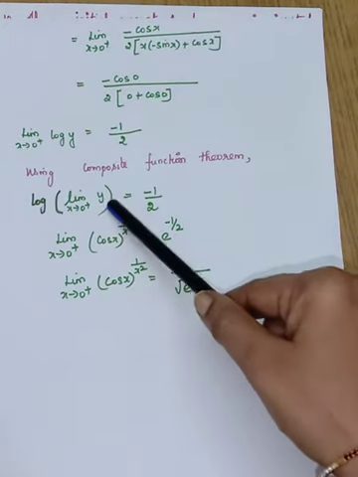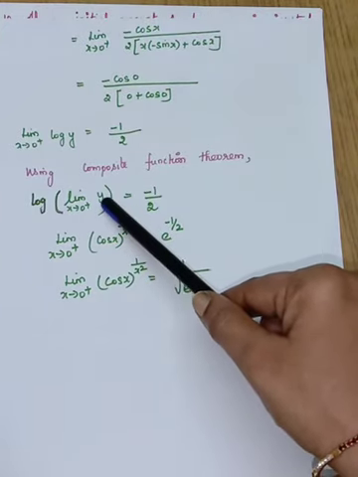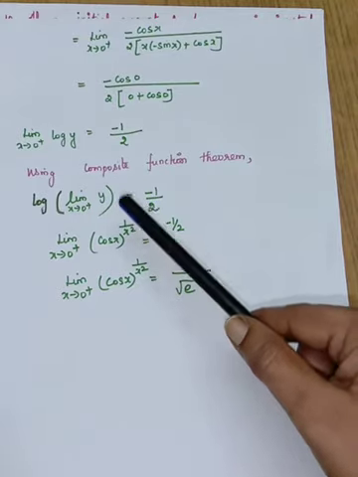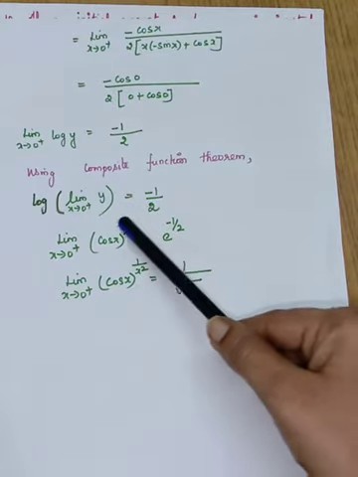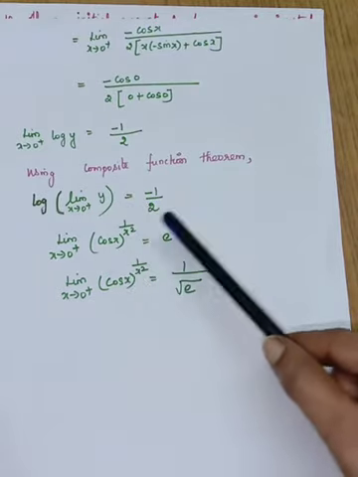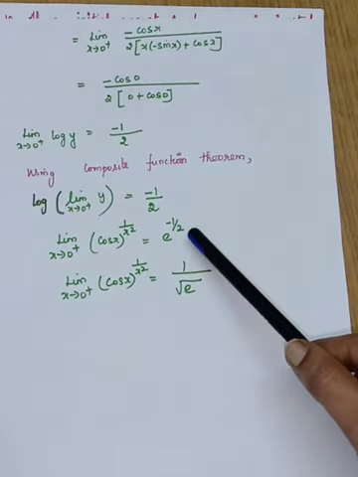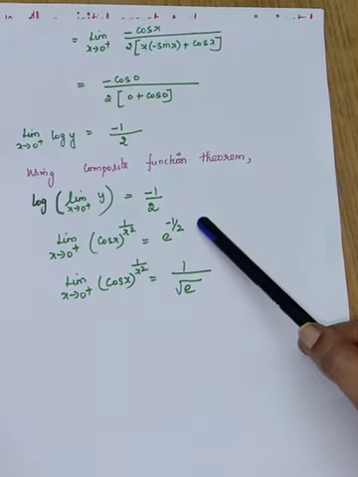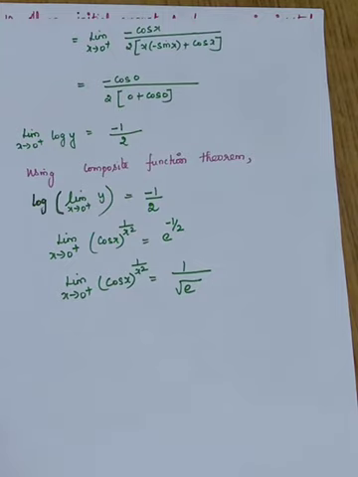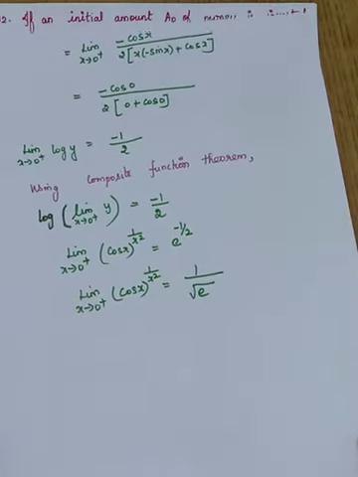So in the place of y, what have we taken as y? y is equal to cos x to the power 1 by x squared. I have substituted here, so e power minus 1 by 2. When you bring it to the denominator, it will become e power 1 by 2. That e power 1 by 2 can be written as square root of e. So we have completed problem number 11.